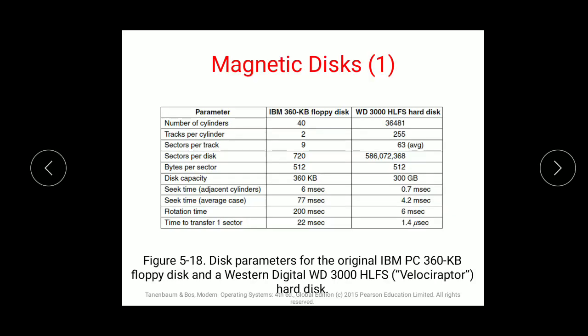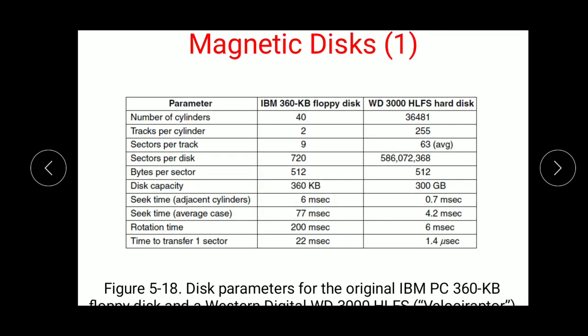Usually the number of cylinders for the IBM PC was 40, and for the WD 3000 HLFS hard disk it is 36,481. Tracks per cylinder 255. Then sectors 963 average here. Then 720. Then 5 lakh, sorry, 586. Then 072 368 is the range they have given. Then bytes per sector are 512, and the disk capacity is 360 KB versus 300 GB.